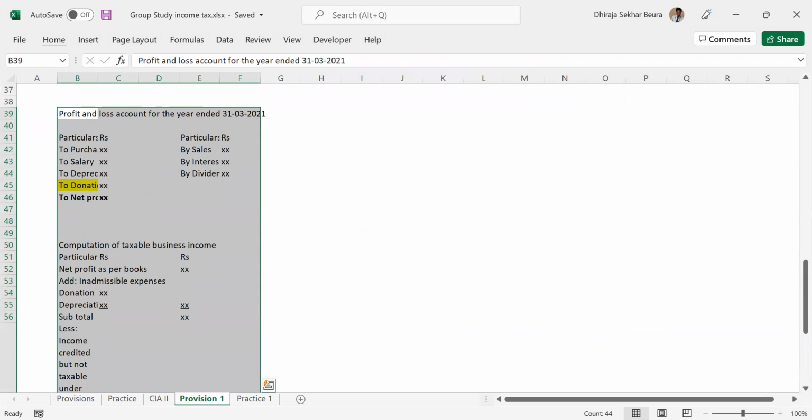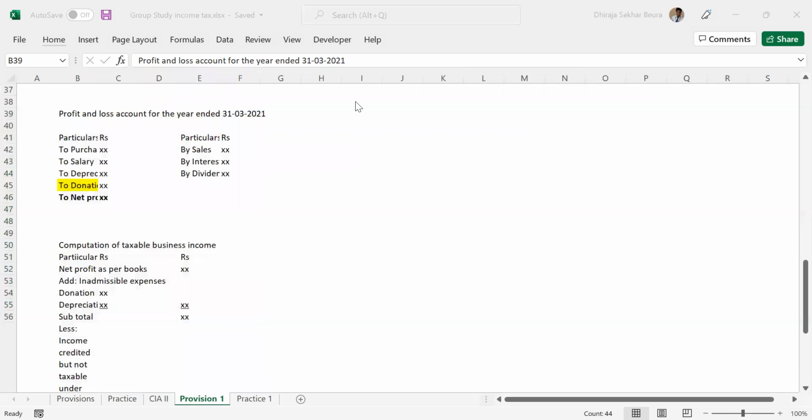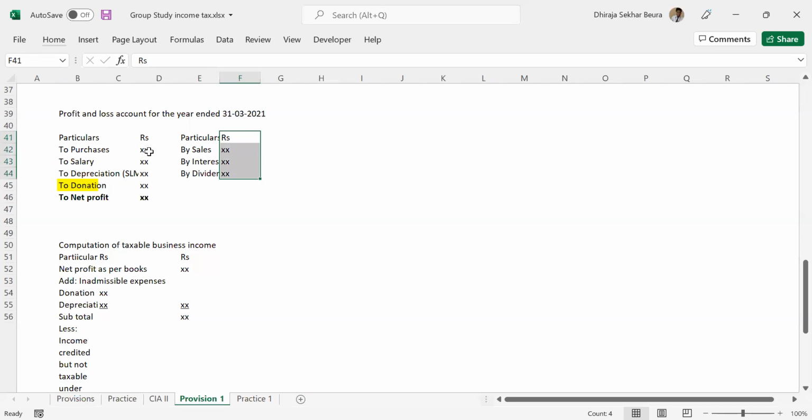One second, guys. Sorry, guys. Okay, yeah. Now that we have covered that, let's talk about one more concept, a very basic one.